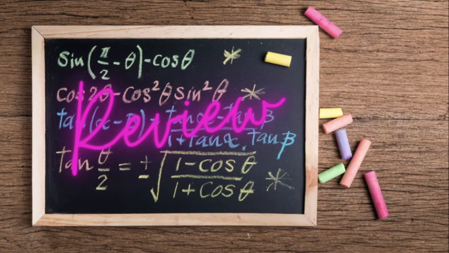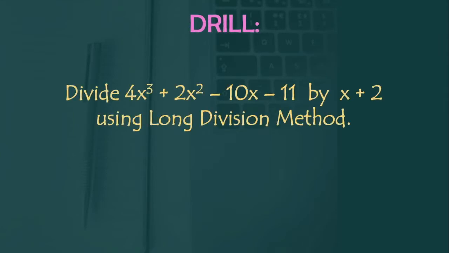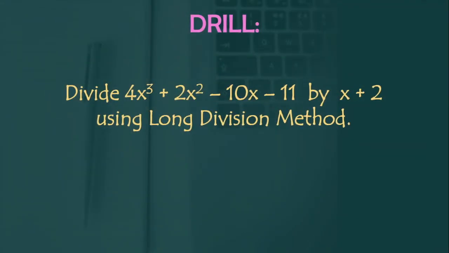Before we start, let's have a quick drill first. Try this. Divide 4x cubed plus 2x squared minus 10x minus 11 by x plus 2 using the long division method. Check your answer.